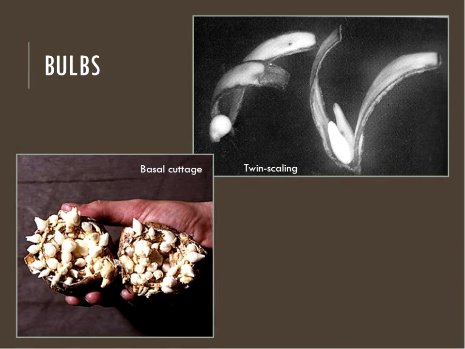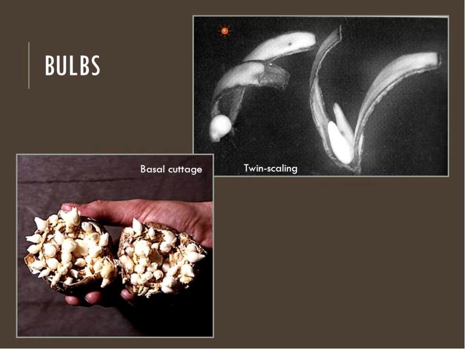All right. But very closely related to division, we have division of what we call specialized structures. And this applies to plants that have bulbs and tubers and things of that nature. These are some techniques that not everyone is familiar with, but that can really help you get a lot of plants from a single bulb. So I have two pictured here. The one on the top right, twin scaling. This is a technique in which basically you're going to take a bulb and cut it up into many pieces.